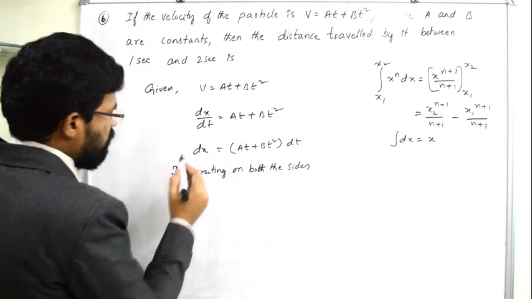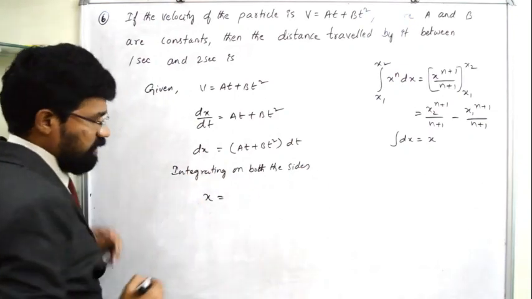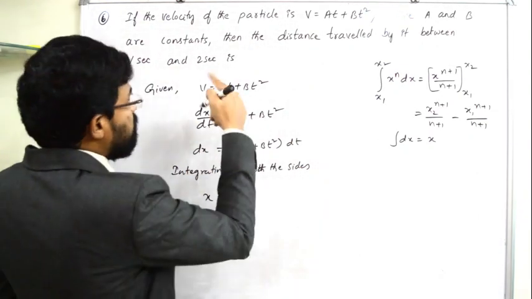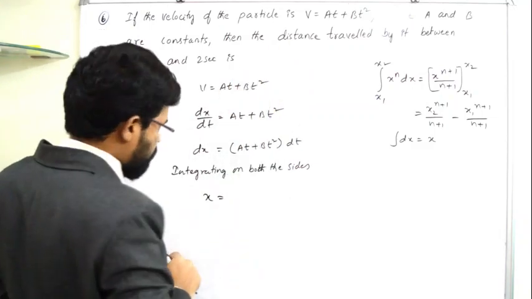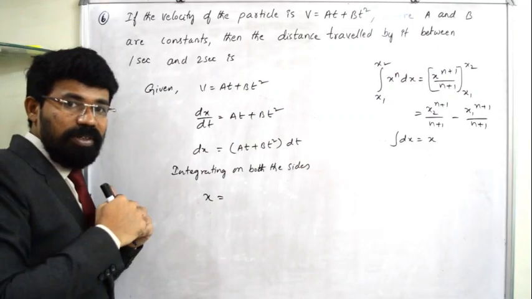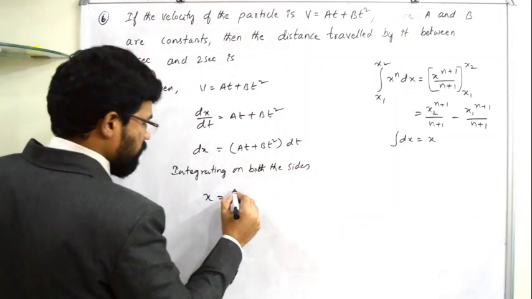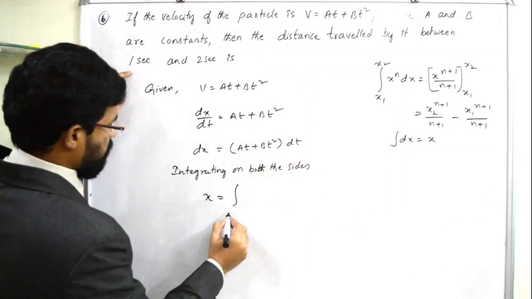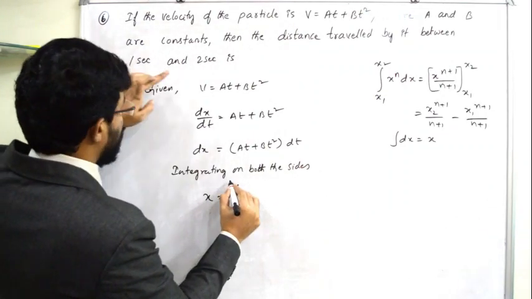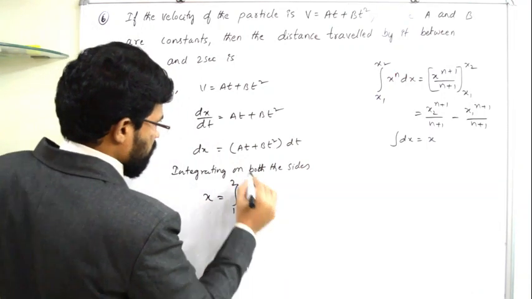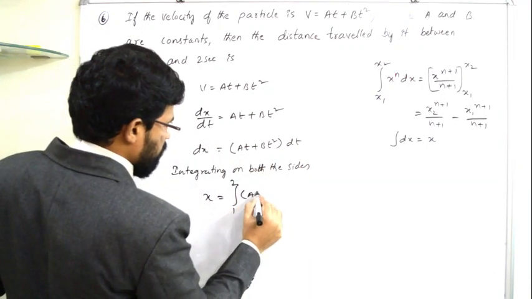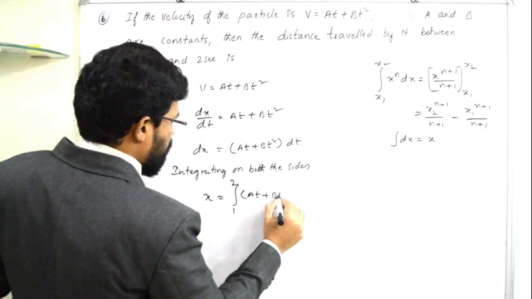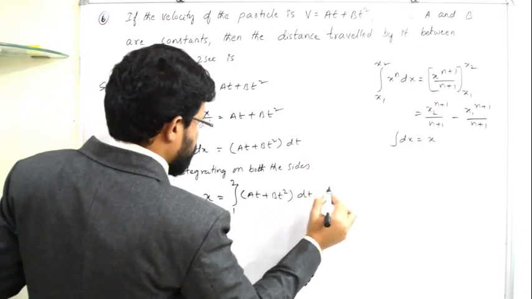So here integral dx is what? x equal to, and this x in the present scenario, what does it represent? It represents distance. And I am not worried about the total distance. I am worried about distance covered by the object between what limits? 1 second and 2 seconds. And I'll integrate this one, at plus bt square into dt.